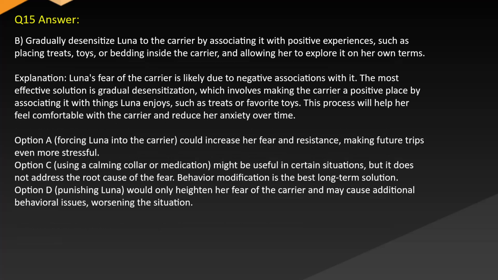Answer: B. Gradually desensitize Luna to the carrier by associating it with positive experiences, such as placing treats, toys, or bedding inside the carrier and allowing her to explore it on her own terms. Explanation: Luna's fear of the carrier is likely due to negative associations with it. The most effective solution is gradual desensitization, which involves making the carrier a positive place by associating it with things Luna enjoys, such as treats or favorite toys. This process will help her feel comfortable with the carrier and reduce her anxiety over time.